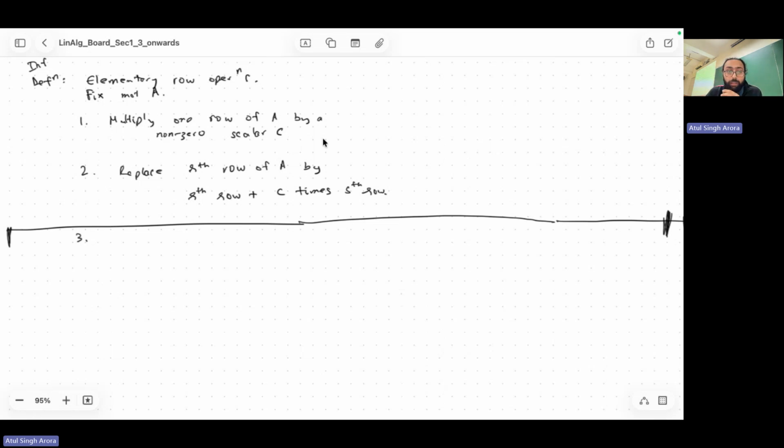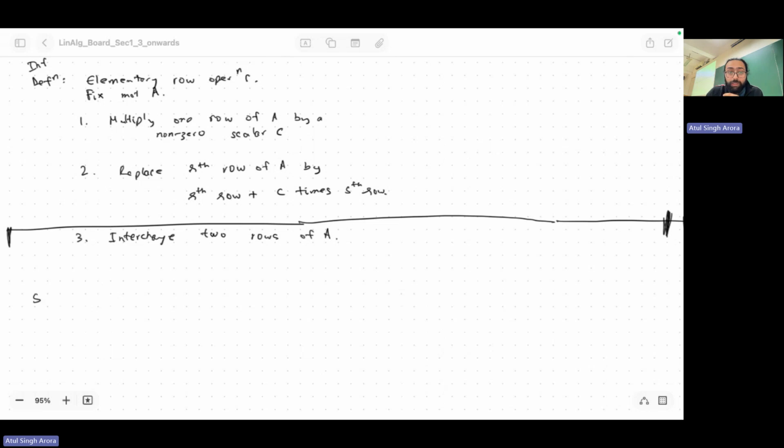The third point is that, of course, you can interchange the rows. So you can interchange two rows. Okay. So that is just the definition.